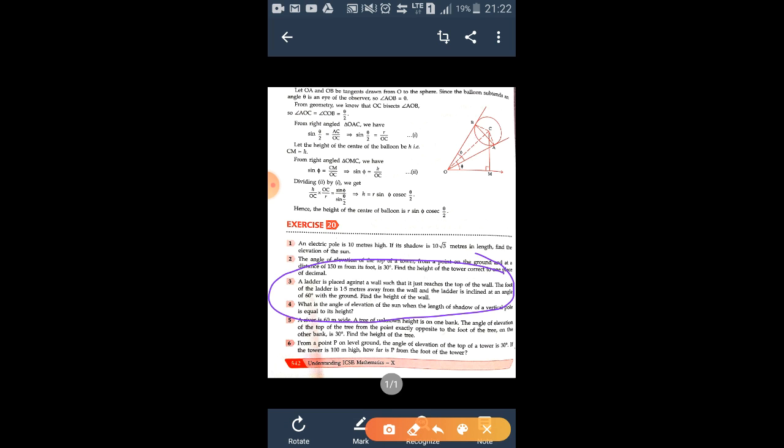A ladder is placed against a wall. So there is a wall, there is a ladder, such that it just reaches the top of the wall. This ladder reaches till the top of the wall, which I have already done in the diagram. The foot of the ladder is 1.5 meters away from the wall. Yes, foot of the ladder means what? This portion. This is 1.5 meters away from the wall. 1.5 meter, I have written it over here.